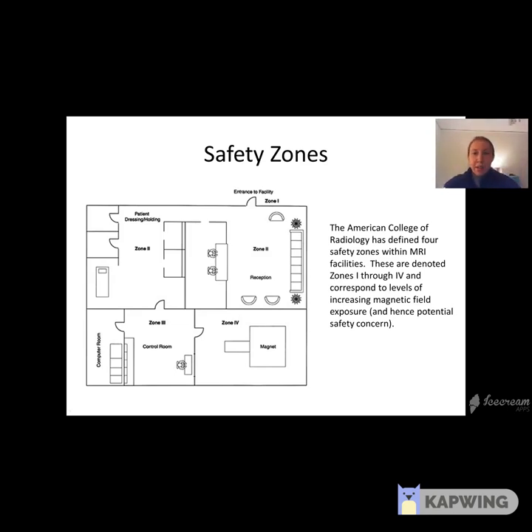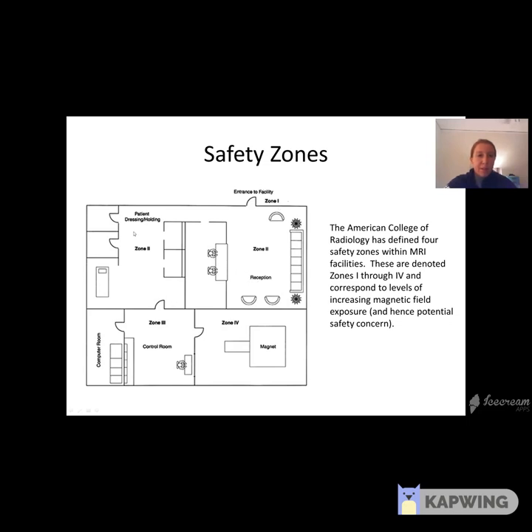Lastly, I just want to go over safety. So the American College of Radiology has defined 4 safety zones within the MR facilities. These are denoted zones 1 through 4 in Roman numerals, and they correspond to the levels of increasing magnetic field exposure, and hence the potential for safety concerns. So the schematic here shows this is zone 1 out here, and then this is zone 2, which is the reception area. Zone 1 is like the public area.